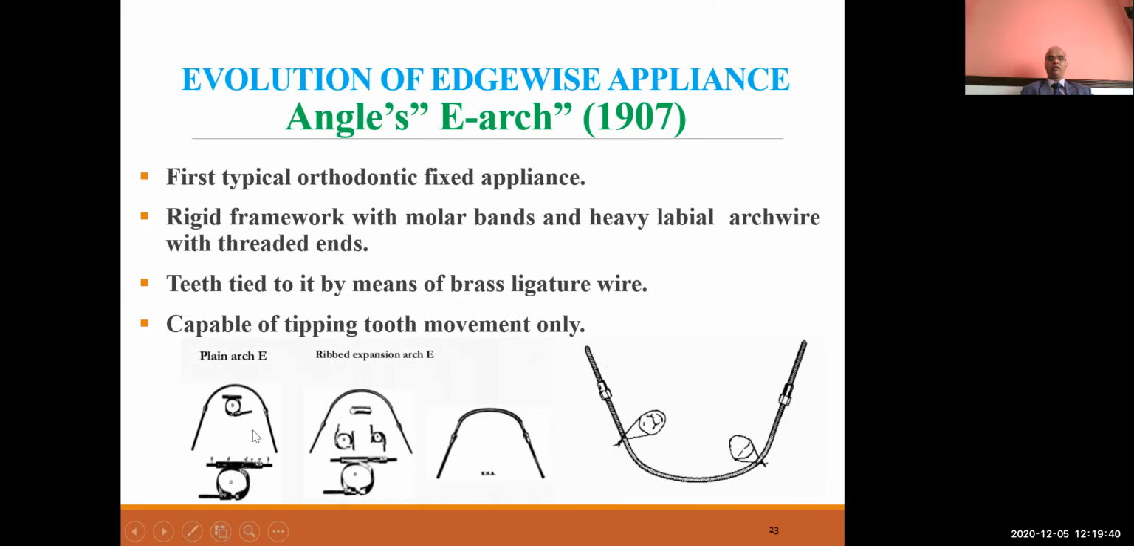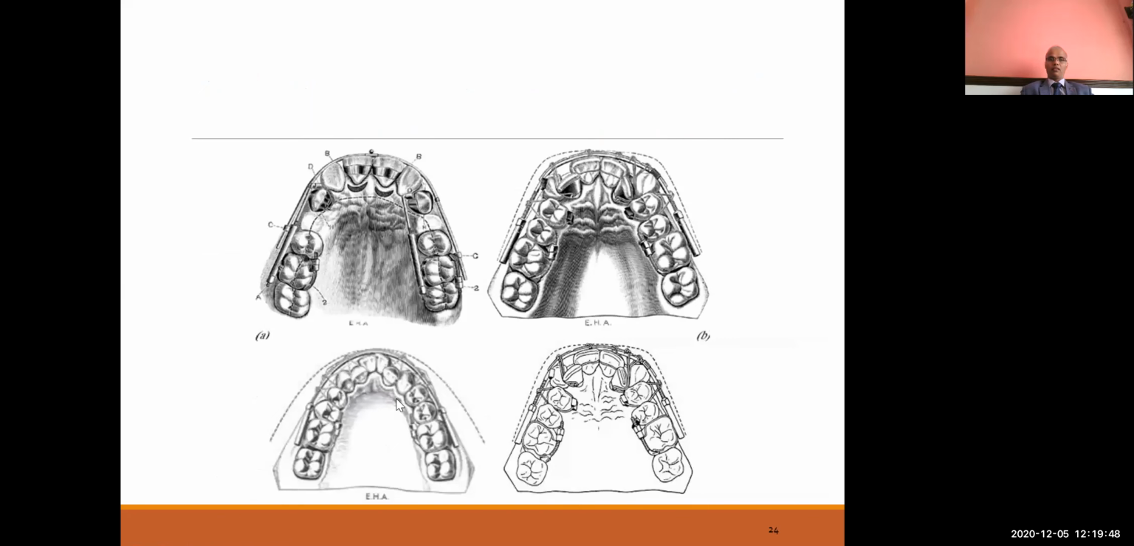These are the plain arch, expansion arch. These are the E-arch, various types of E-arch. These are rigid framework. They have a band on the molar tooth and teeth are tied with the brass ligature.